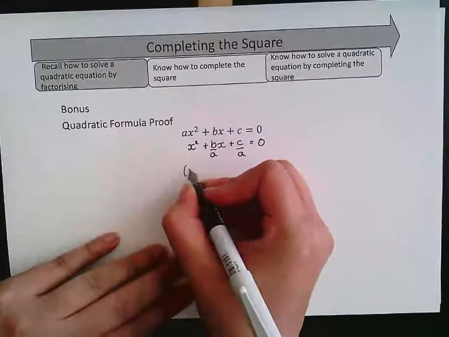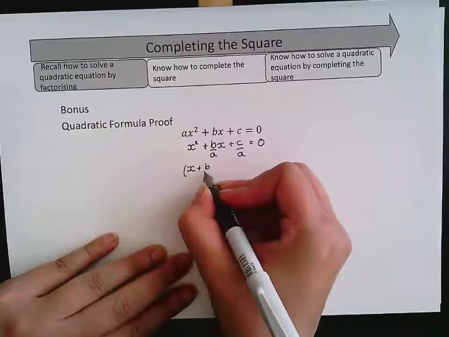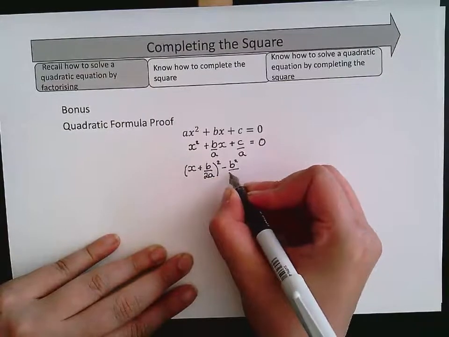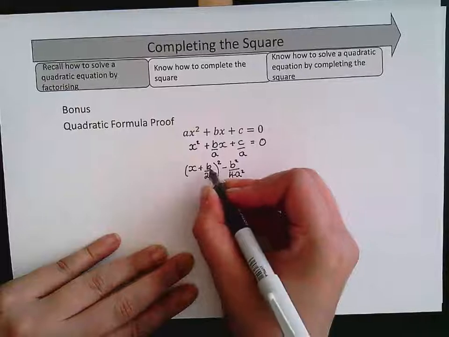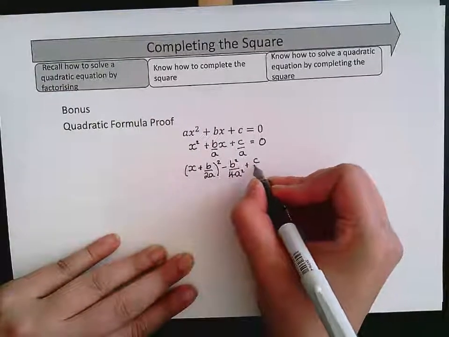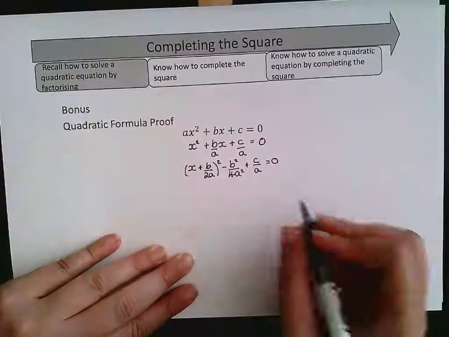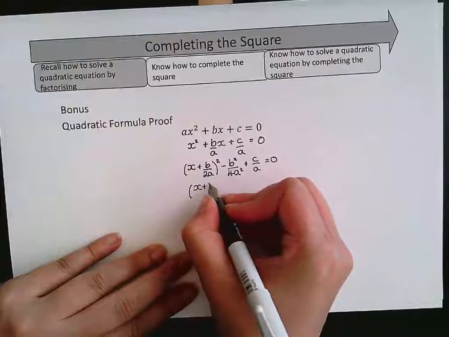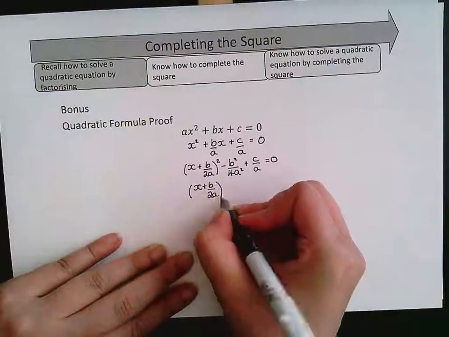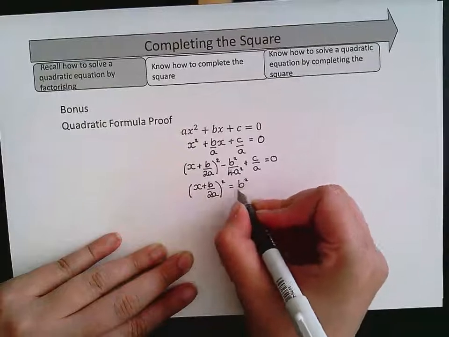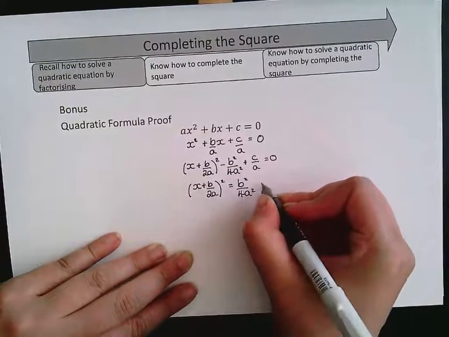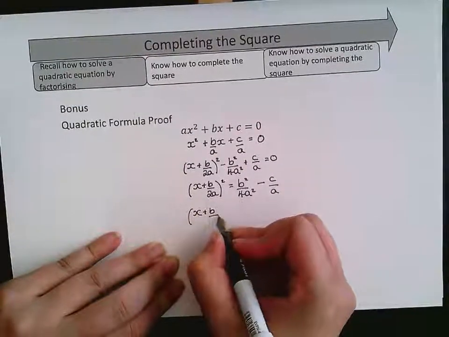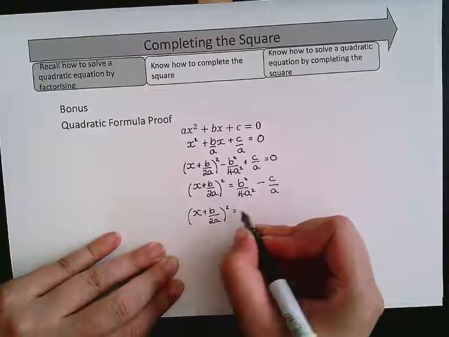I'm now going to complete the square. Half the number in front of the x, square it and take it away. And notice I'm squaring every term that was there. Okay, I'm now going to take these two terms over to the other side of the equals. Now, I'm not doing anything with this side yet.